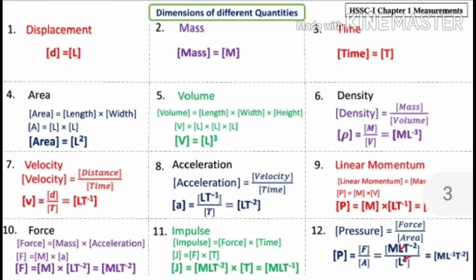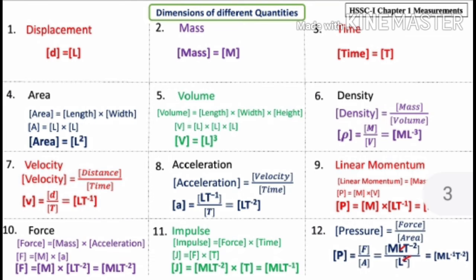Next one is pressure, and its formula is force per unit area. Force dimension is M L T inverse square, and area is equal to L square. So by cancelling these we get M L inverse T inverse square.